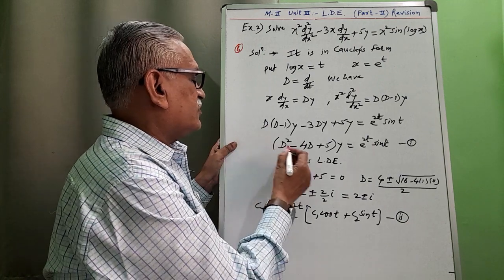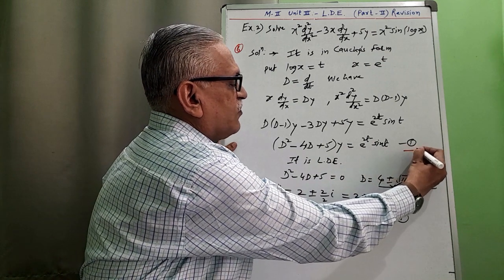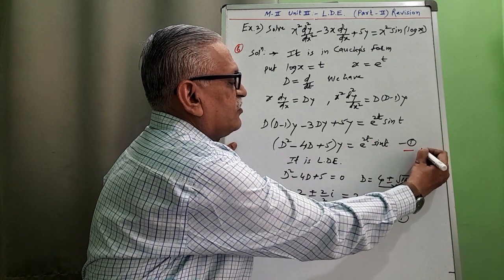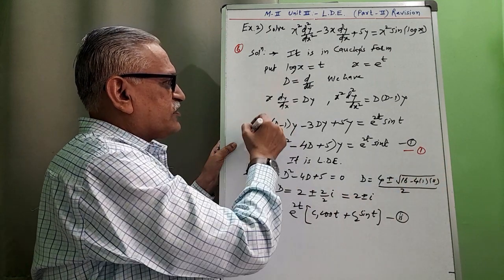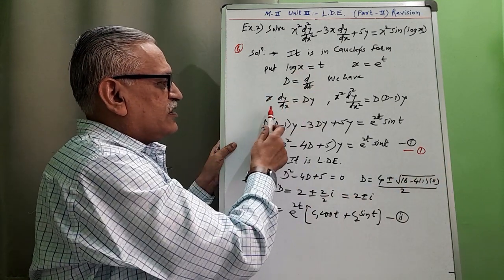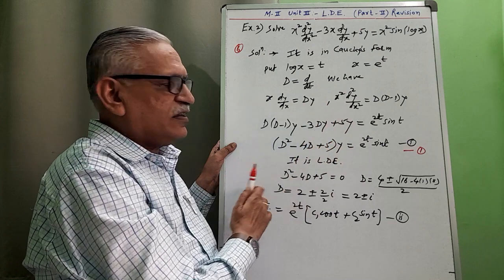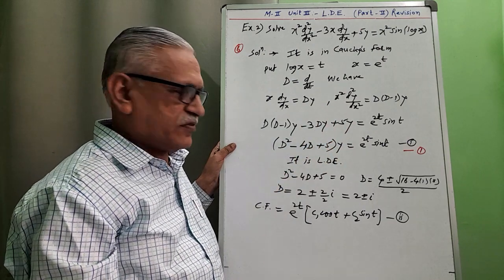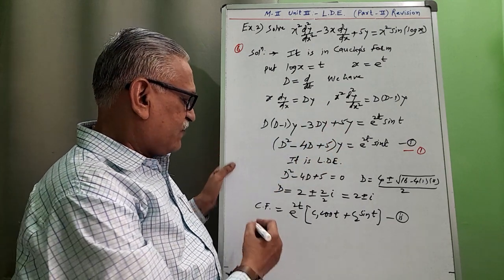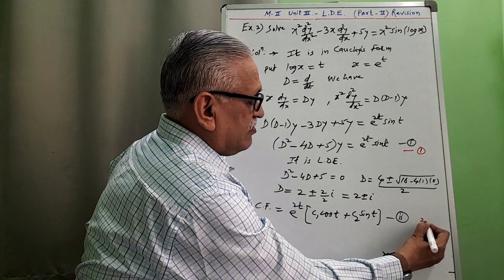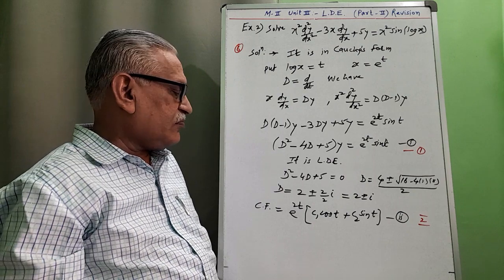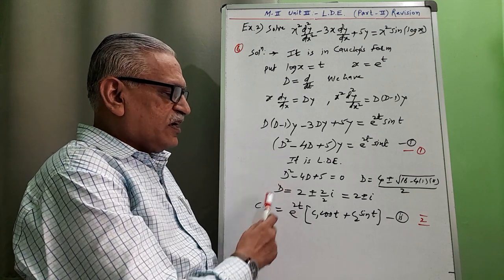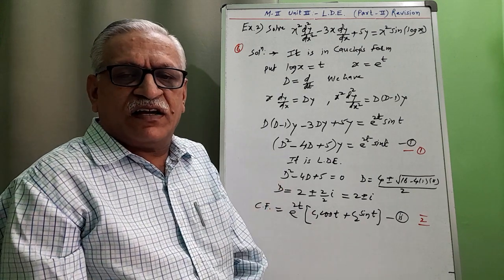For this conversion into a linear differential equation, we get 1 mark, including all the steps: substitution, then this conversion, and getting a new differential equation. Then for the CF, 2 marks. 1 mark for finding the roots and 1 mark for writing the equation.